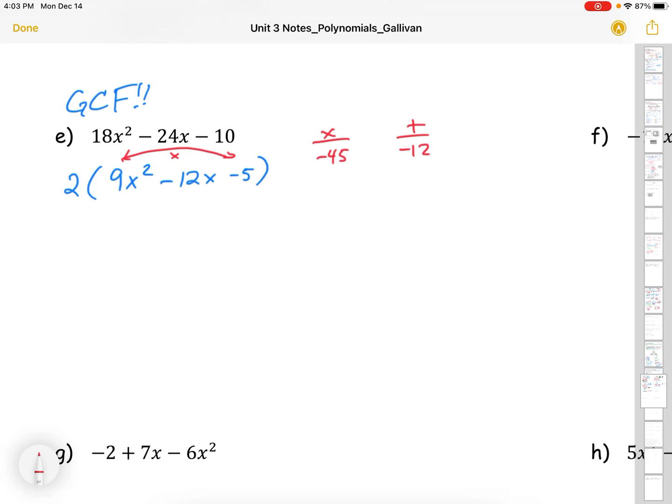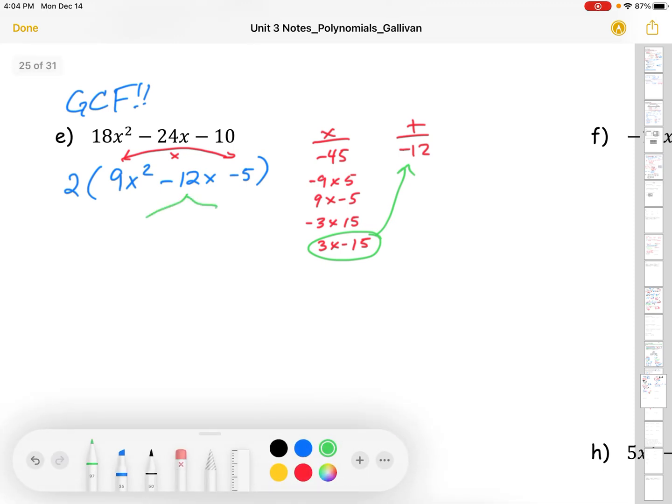Okay, so I want to find the factors that will work to give me this. So 45 divided by 9 is 5. We know that. So we've got negative 9 times 5, or 9 times negative 5. Those don't add up to negative 12. But 45 can also be divided by 3. So it could be negative 3 times 15 or 3 times negative 15. Looking at those, that's the one that gives me my sum. So that's what I'm going to decompose the 12x into.